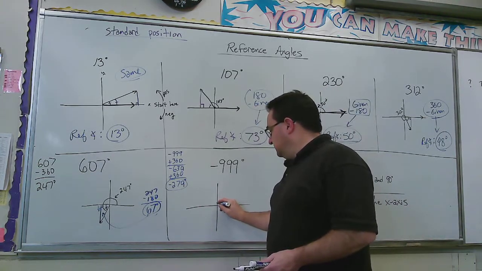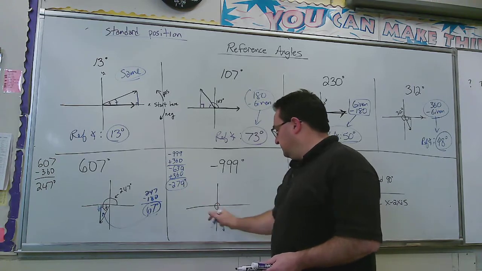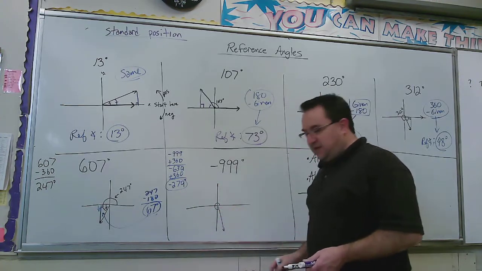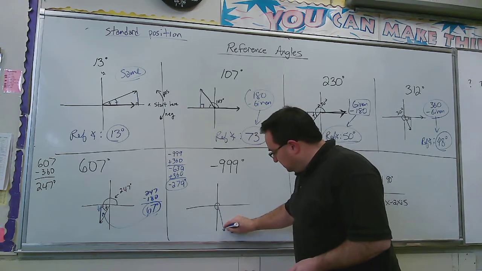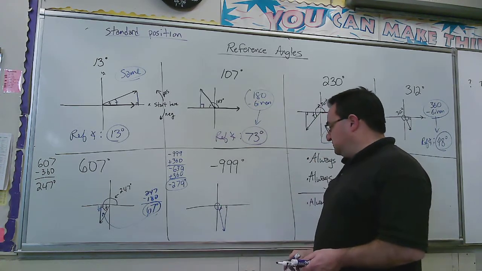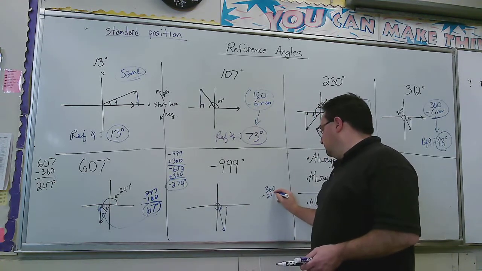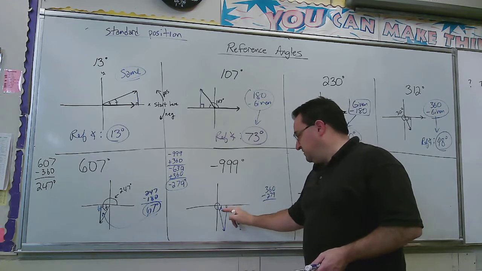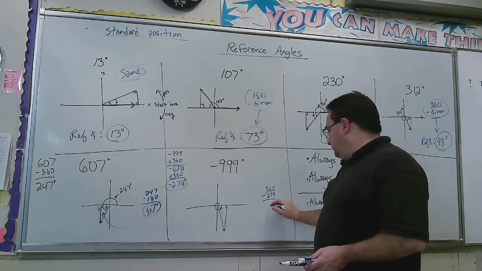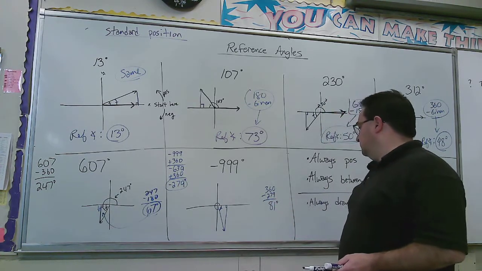So let's see, here's 90, 180, 270, and just a smidge. So that is where it ends. My reference angle, I draw to the x-axis. There's the picture of it. So that would be 360, take away 279, and that would leave me that little piece. And that would be what? I'm blanking out here. 81 degrees. Yes.